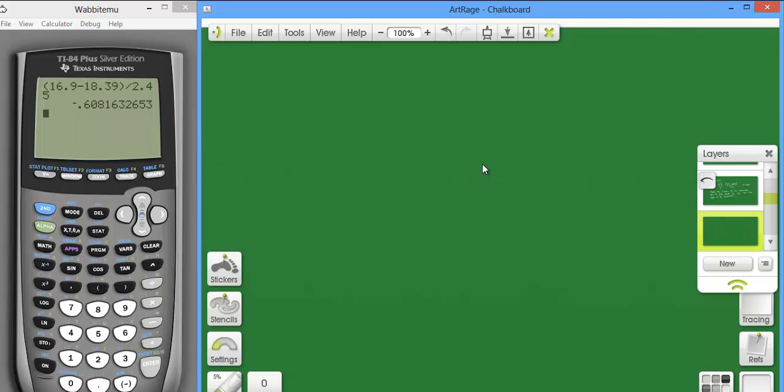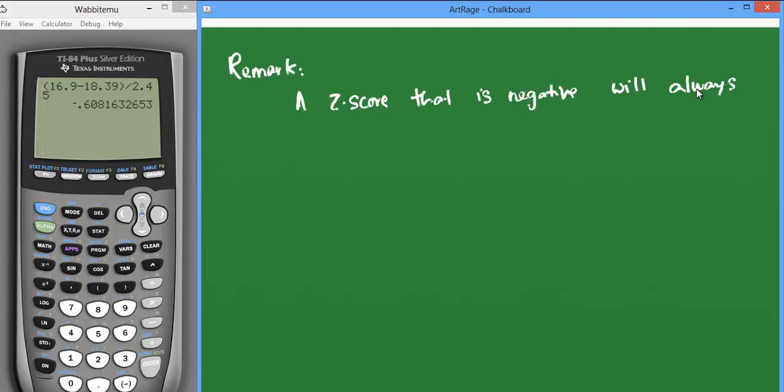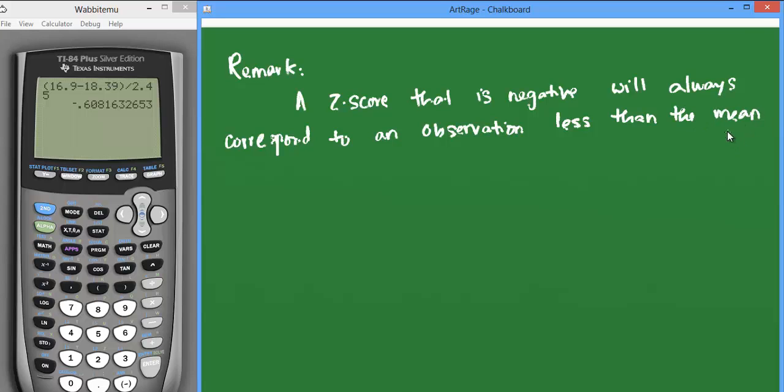The first z-score that we have is negative 1.24. Now, before I start getting into the mathematics and finding the observation, let me write an important remark. A z-score that is negative will always correspond to an observation less than the mean x bar. That is the first remark.